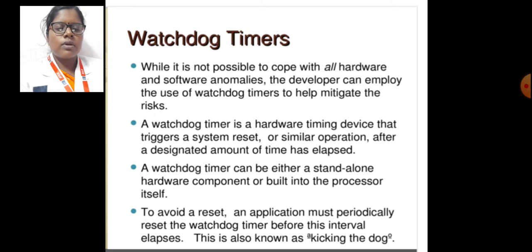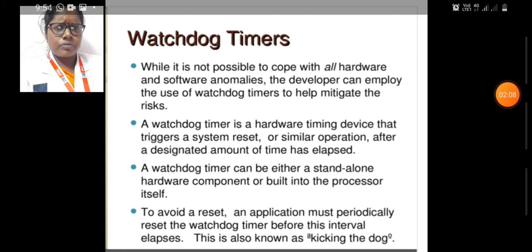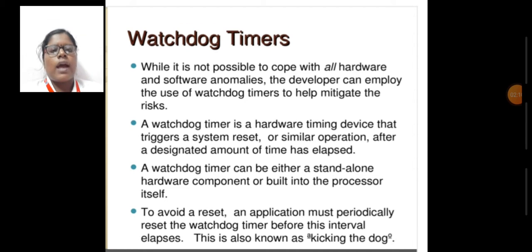The watchdog timer is a hardware timer that triggers a system reset or a similar operation after a designated amount of time has elapsed. The watchdog timer can be either a stand-alone hardware component or built into the processor itself. To avoid a reset, the application must periodically reset the watchdog timer before this interval elapses. This is known as kicking the dog.